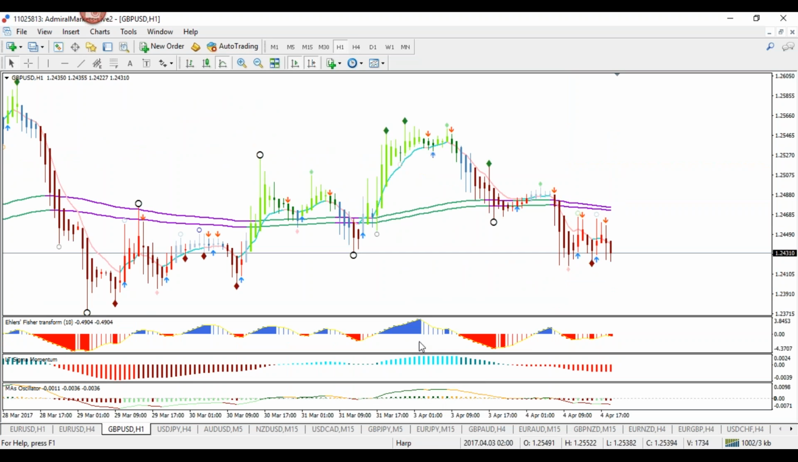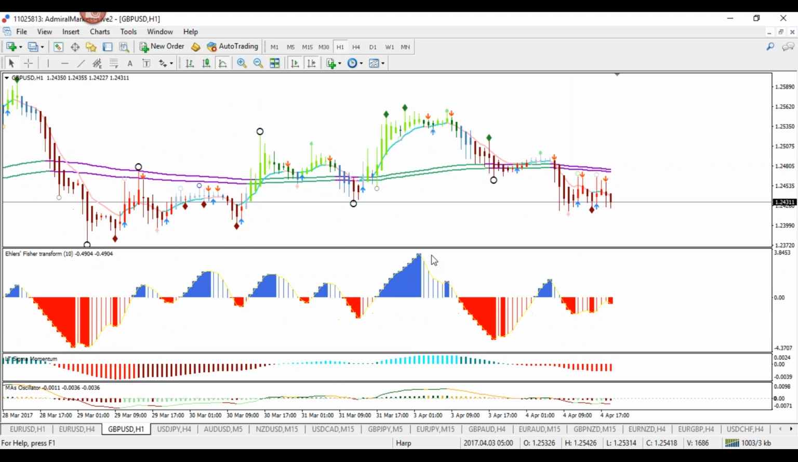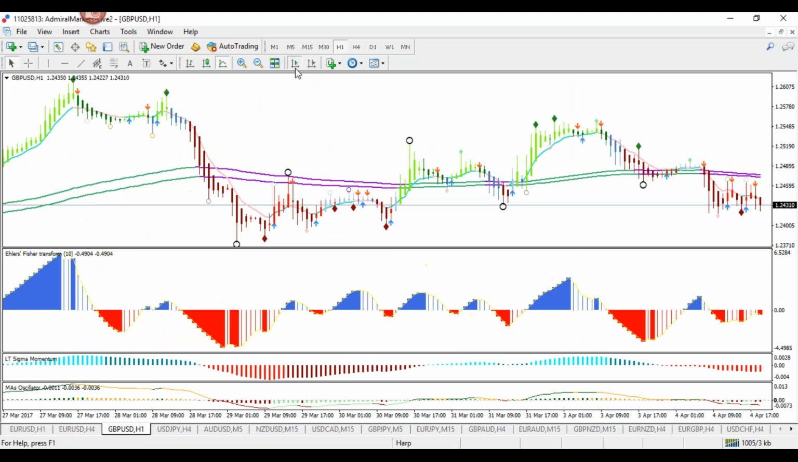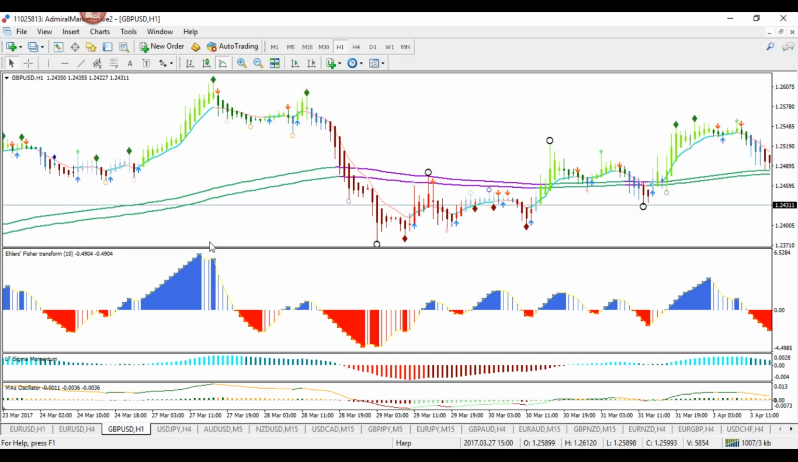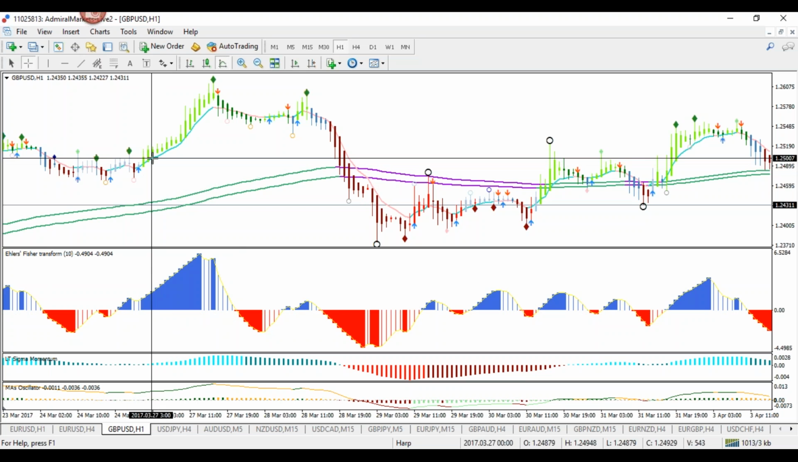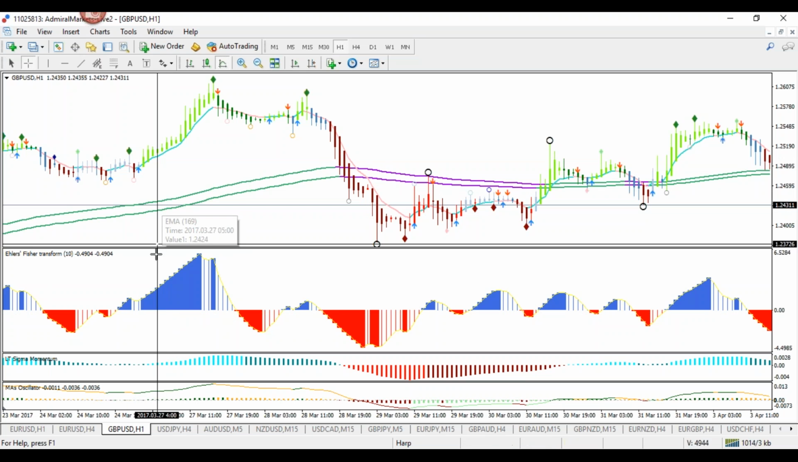There it is. Good. So this Fisher is really great because it really is very responsive to price. In this case, you're looking at Heikin-Ashi candles, and it is very, very powerful in the sense that if this is blue or red, there's a good chance that you're looking at a very strong trend. Here you can see Heikin-Ashi candles are green. They're above the moving averages.